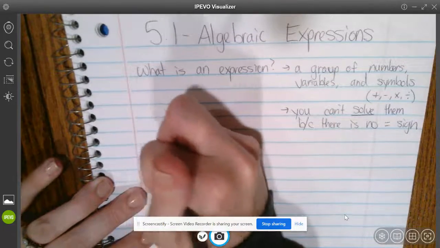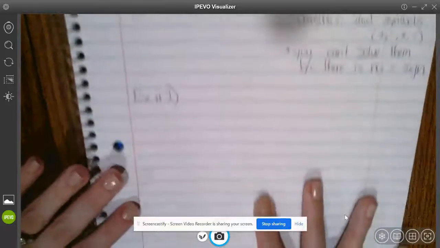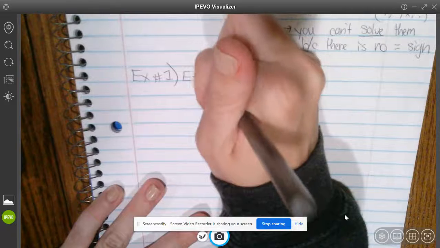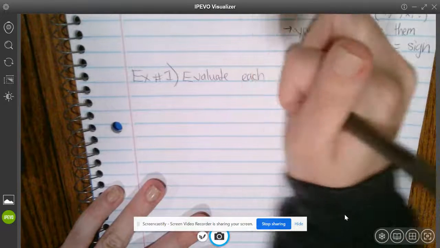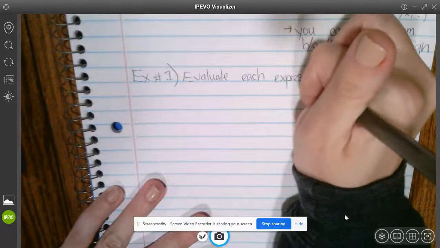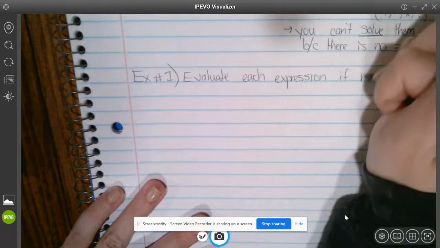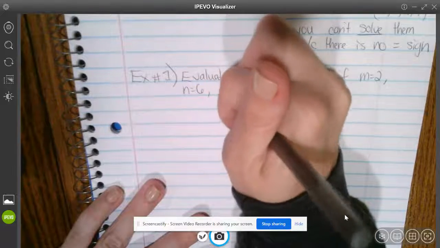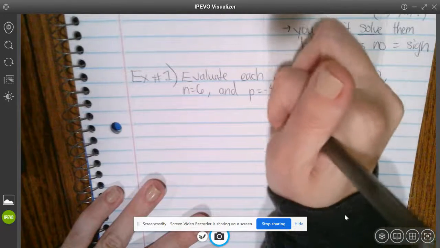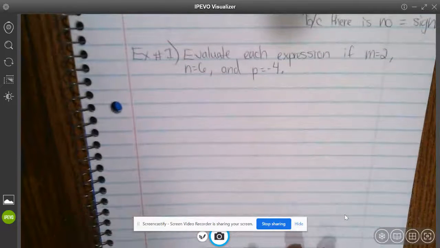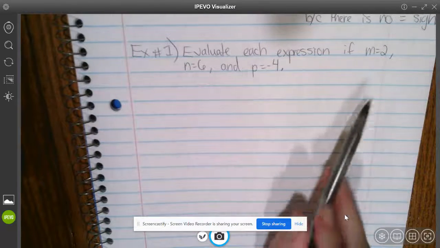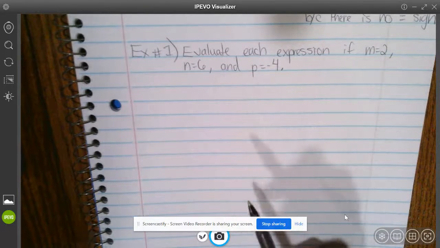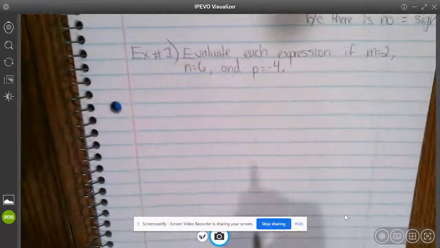Okay, so let's just jump straight into this. Remember, you can use a calculator. Today should be pretty easy rolling. Evaluate each expression if m equals 2, n equals 6, and p equals -4. Okay, so we kind of did this whenever we were adding, subtracting, multiplying, and dividing negative numbers, so this part shouldn't be new. That's why I think today should go pretty easy for you guys.